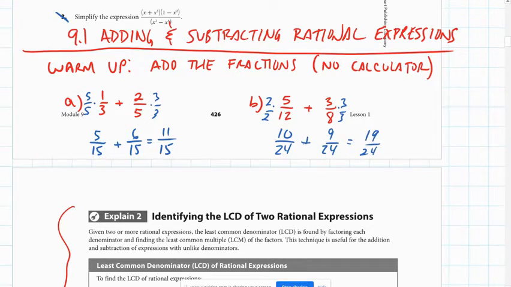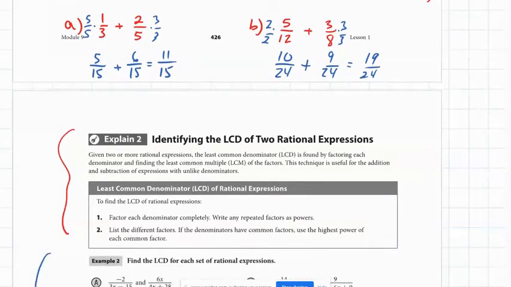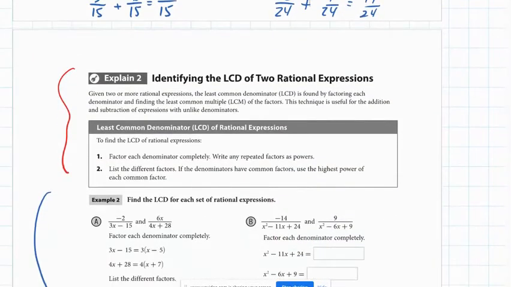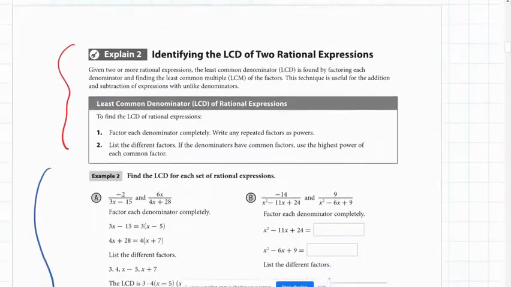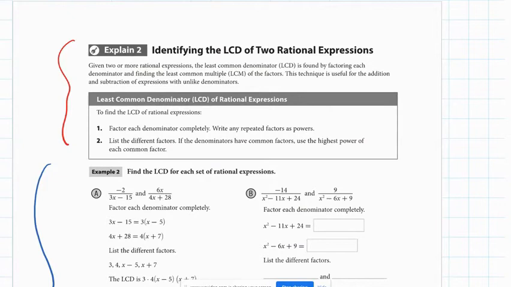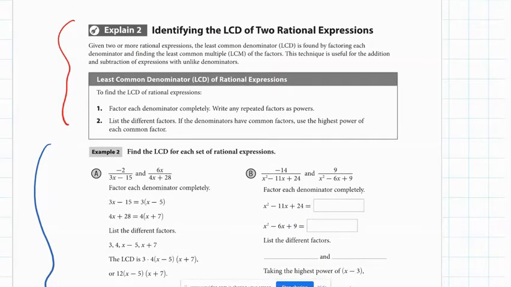Okay, so the reason why I had you do these two examples is because we're going to do exactly the same thing, but with rational expressions involving variables, not just numbers. So we really need to understand how addition and subtraction of fractions with numbers works in order to better understand adding and subtracting rational expressions. Okay, and so then go ahead and open up your books to page 427. And we'll work on a couple examples here.